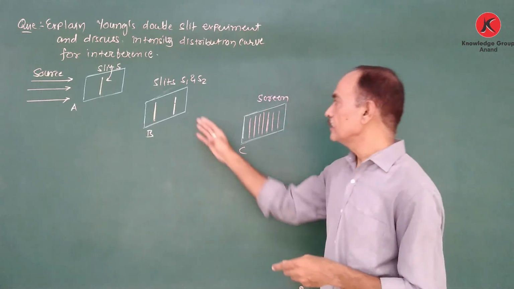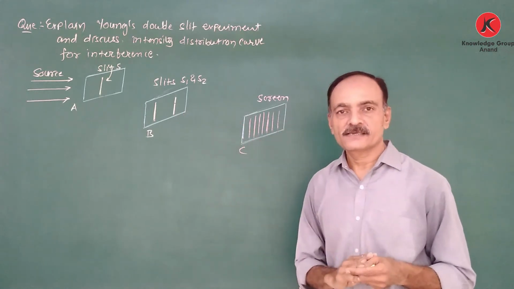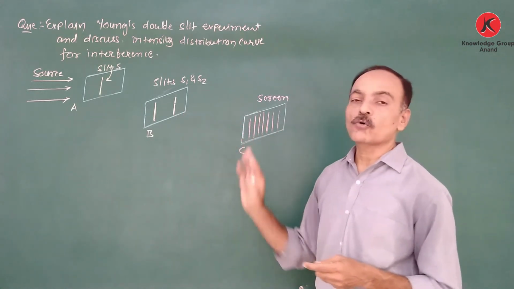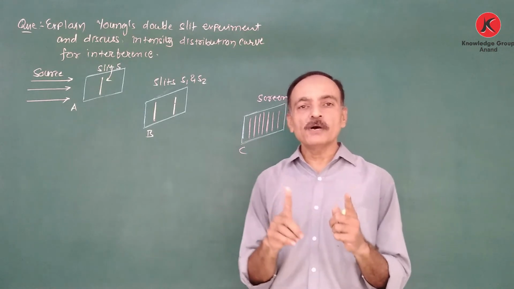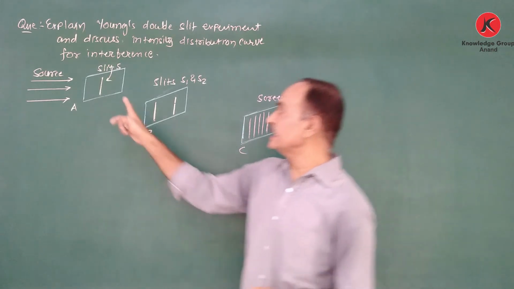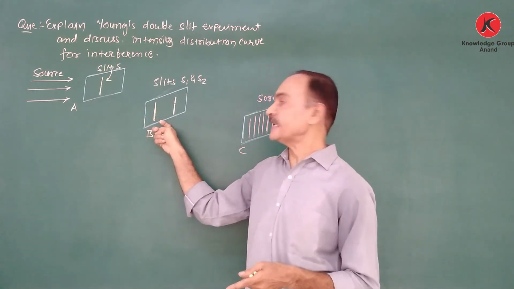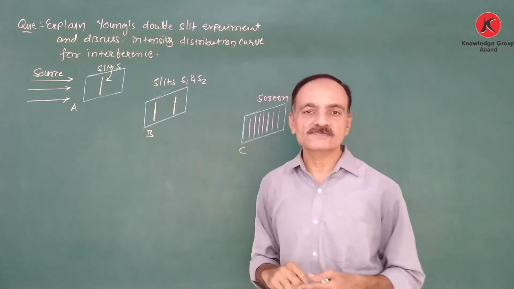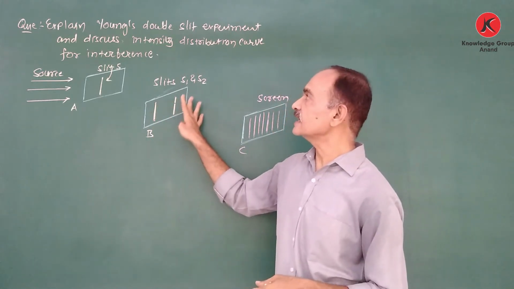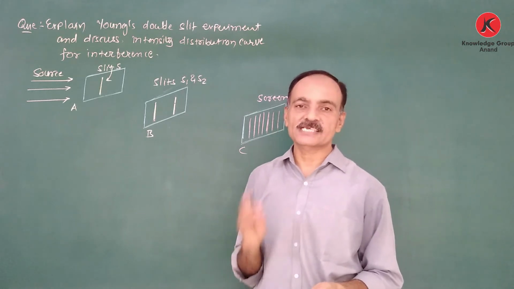So at that time, plane straight line fringes are obtained due to the superposition of the cylindrical waves emanating from the slits S1 and S2. So this is the arrangement of Young's double slit experiment.